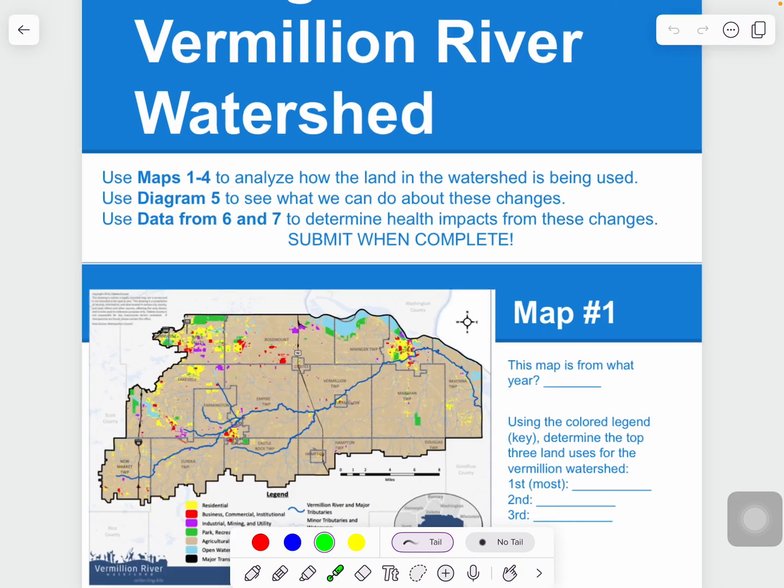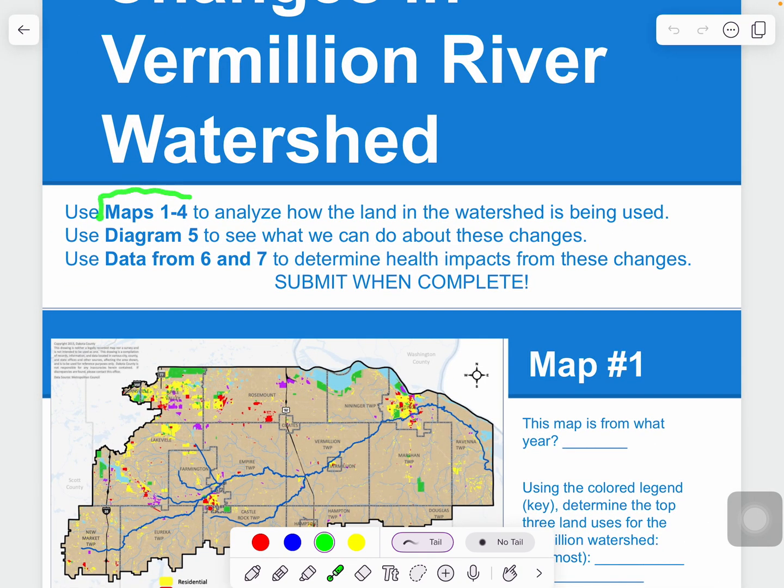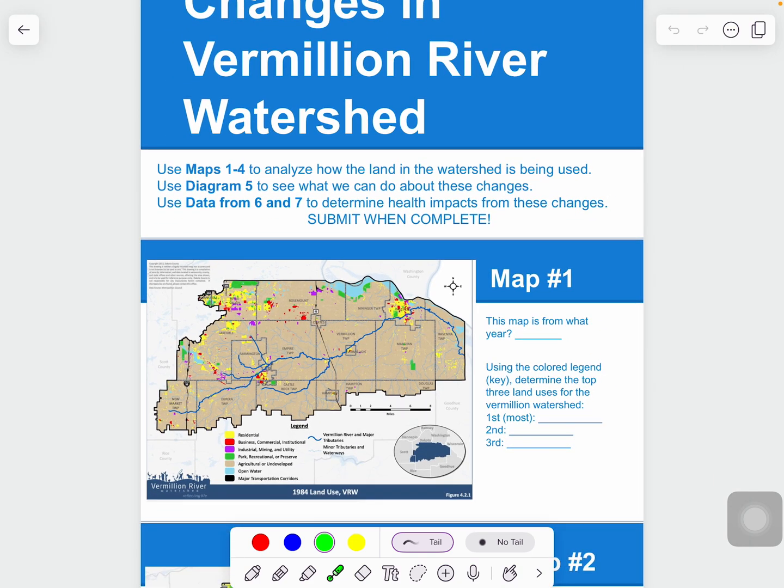So you've got kind of three sections that you're looking at here. The first section is those watershed maps. So 1 through 4, you're going to see a variety of years of the maps. Diagram 5 is, okay, now we know what's going on. Well, what can we do about it? How can we help preserve the watershed and the water in Vermilion River? And then last, data from 6 and 7, we're looking at some graphs, some data tables, and just doing a little practice with those health impacts, kind of writing it out and thinking through, well, what kind of changes are happening. So let's just get started together, and then you can find a few other helpful links along the way if you're feeling stuck.